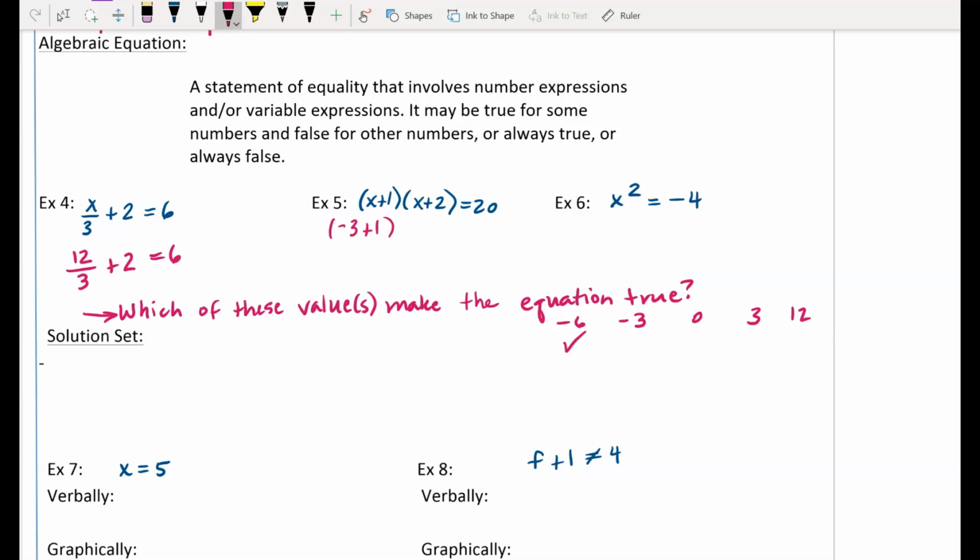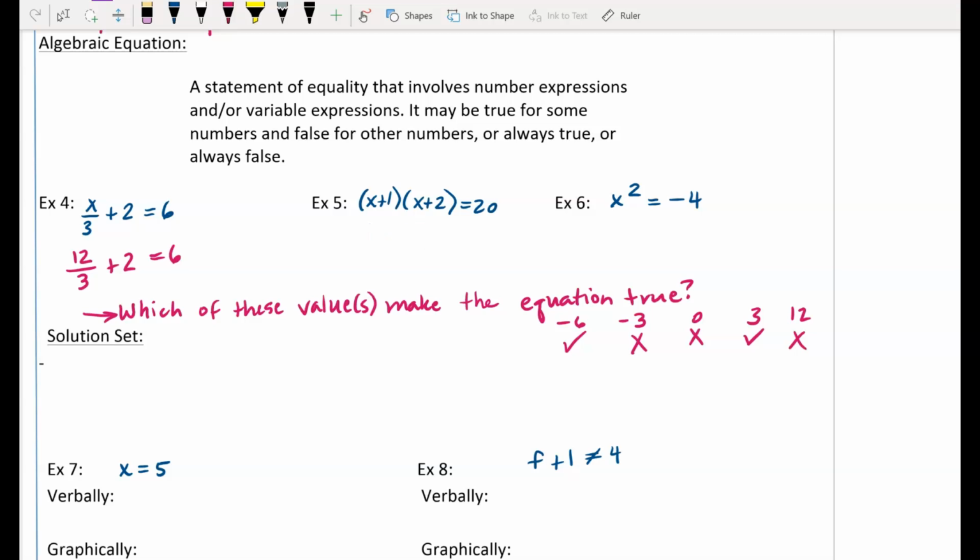So I get negative 3 plus 1 multiplied by negative 3 plus 2. Negative 3 plus 1 is negative 2. Negative 3 plus 2 is negative 1. But when I multiply those together, I'm not going to get 20. Test the other values and see which ones will work. When you substitute 0, you get 1 times 2, which is not 20.